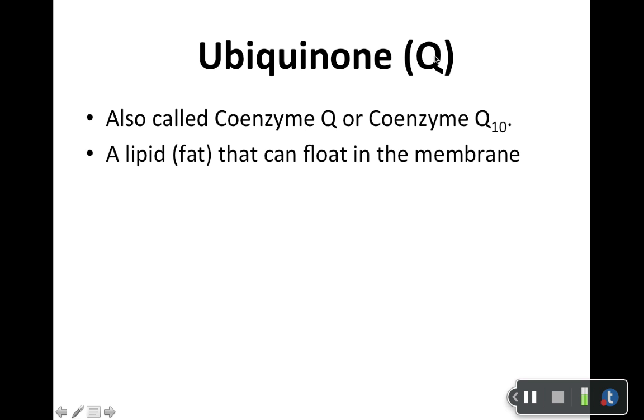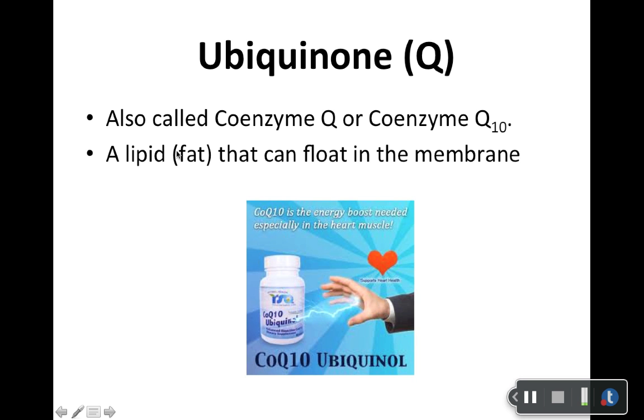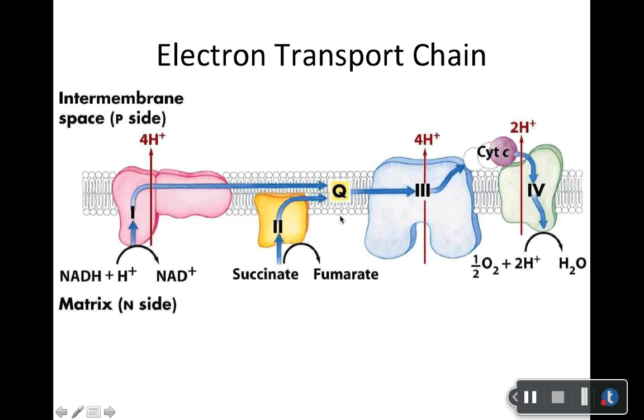Ubiquinone, the first small carrier molecule, which receives its electrons from complex 1 and complex 2, is also called coenzyme Q, CoQ, or just Q. Ubiquinone is a fat, it's a lipid, and as a lipid it can actually float inside the membrane. You can buy CoQ as a supplement to give you a so-called energy boost. So here's Q with that lipid component that carries the electrons into complex 3.